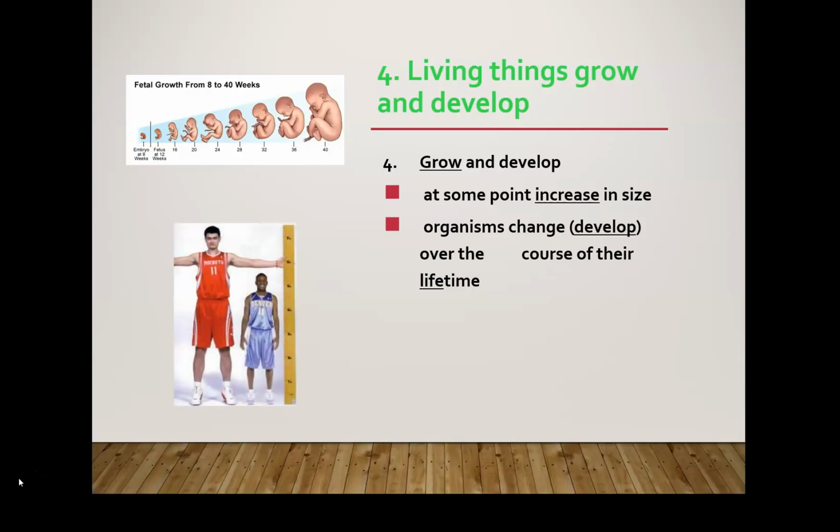So number 4 is all living things grow and develop. So you start out, for instance, we start out as an embryo at 8 weeks and eventually a fetus and grow and develop into what is a newborn baby at 9 months. There's a picture of 2 professional basketball players. One was, I think, 5'3", the other 7'8". I don't remember his exact height.